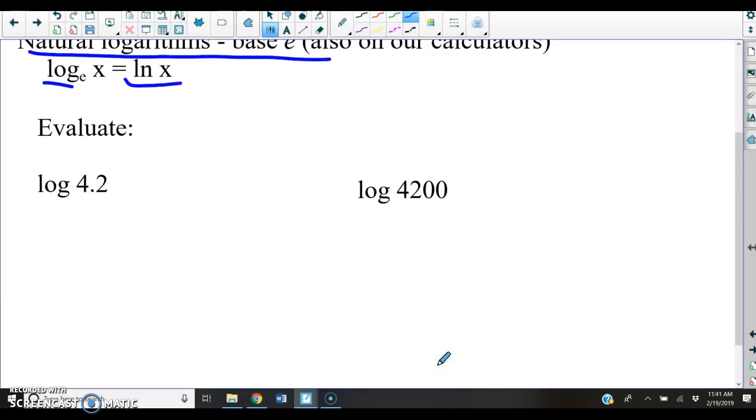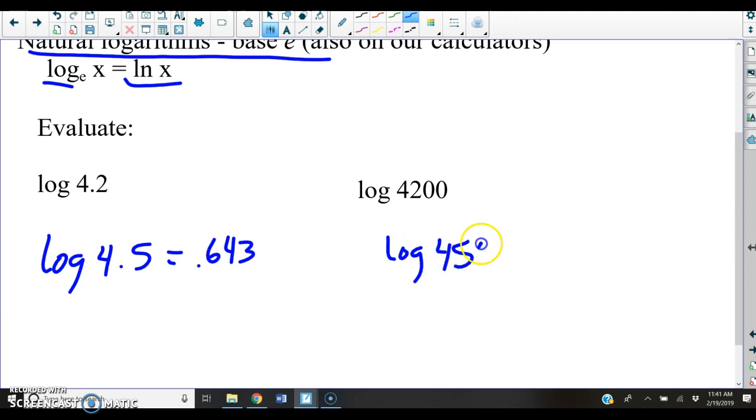We'll use this one. Okay, the log of 4.5 was 0.643, and the log of 4500 was 3.643 or whatever it was. I didn't memorize it as I moved it. But there's a relationship there, and I'm going to show you what that is soon. But this 3 just tells you how many decimal places you moved it. Okay? It only works with base 10.